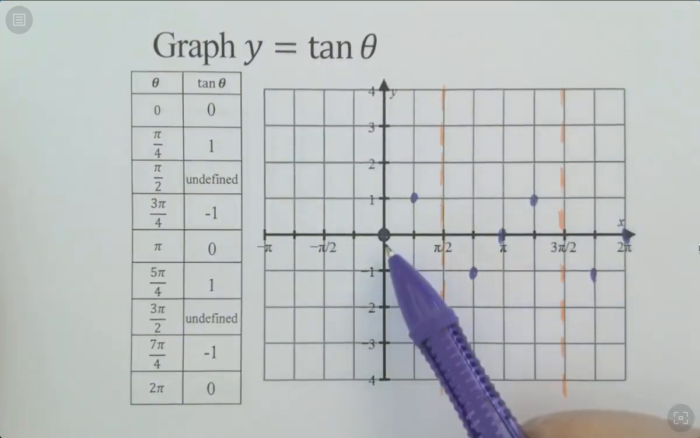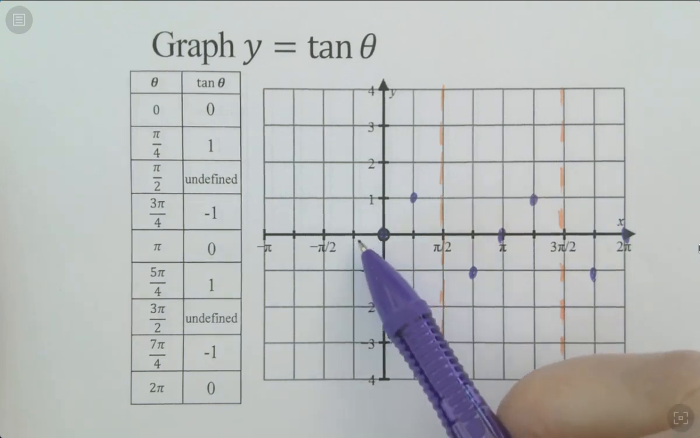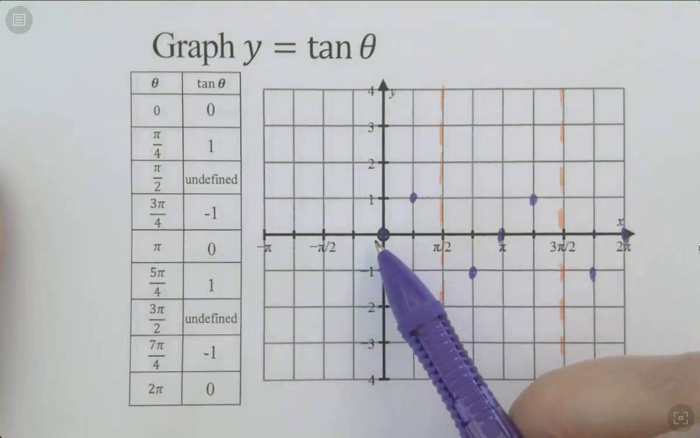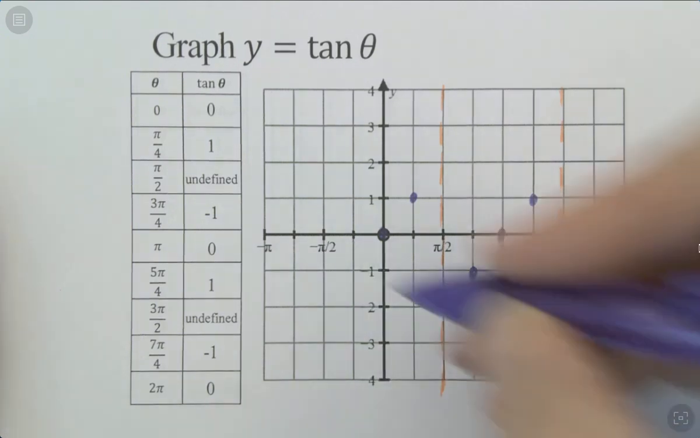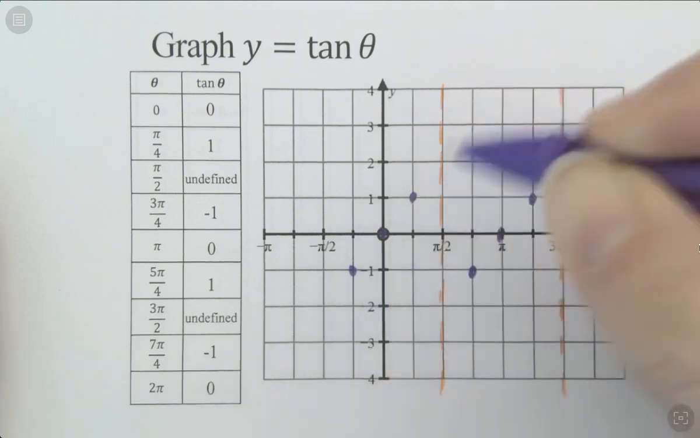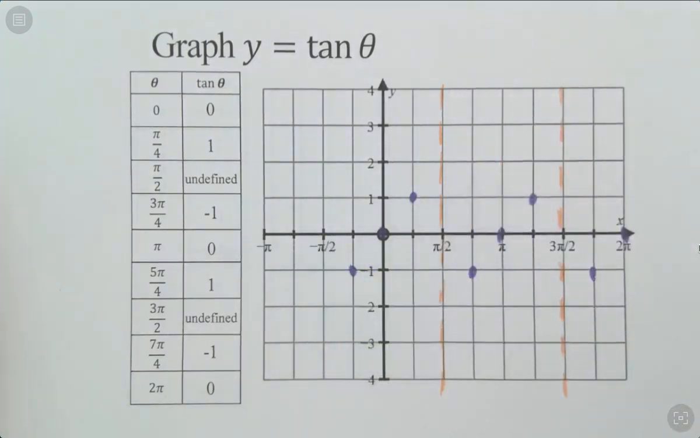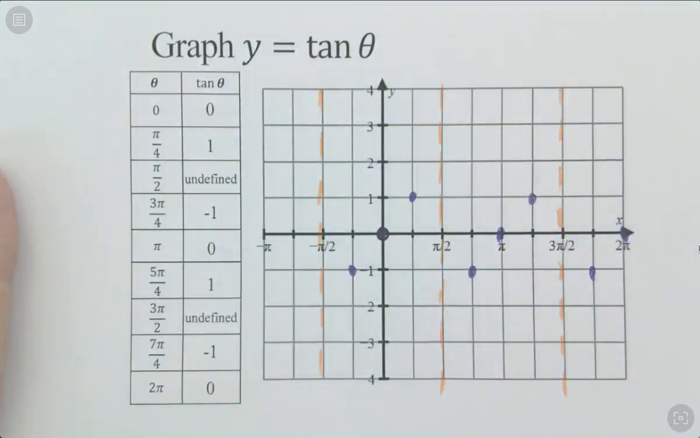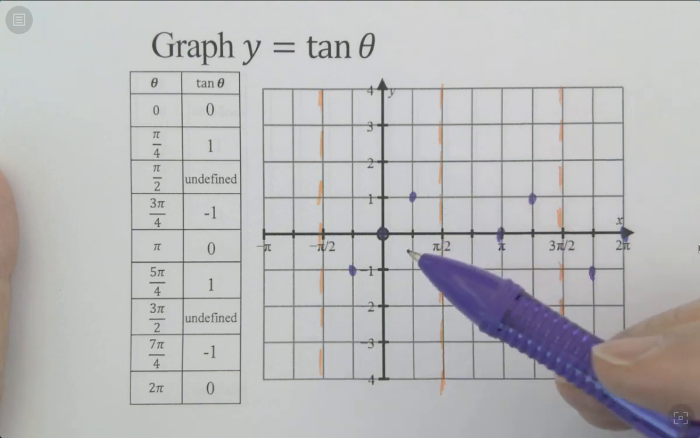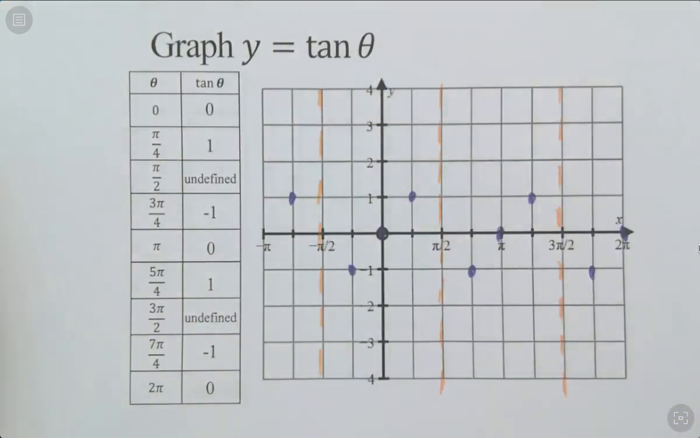Let's also consider, even though it's not on the table, going to negative pi over 4, and you can visualize it on the circle. What's the tangent? Negative 1. And at negative pi over 2, we have another asymptote, undefined. And then negative 3 pi over 4, what's the tangent? 1. And then at negative pi.